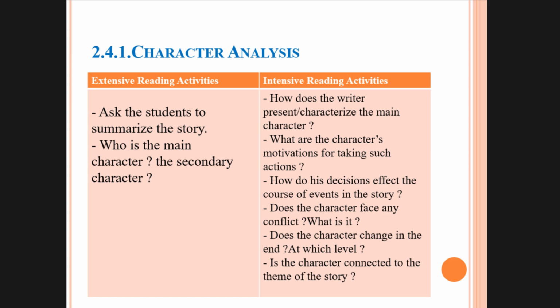One: How does the writer present or characterize the main character? Two: What are the character's motivations for taking such actions? Three: How do his decisions affect the course of events in the story? Four: Does the character face any conflict? What is it? Six: Does the character change in the end? At which level? And finally, is the character connected to the theme of the story? In answering these questions, especially in intensive reading activity, the reader or the learner is doing interpretation.